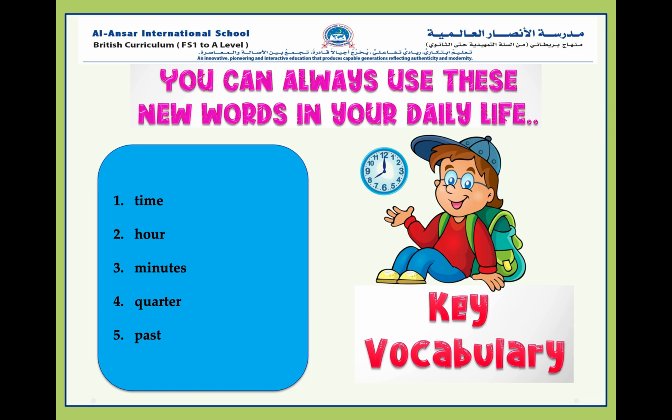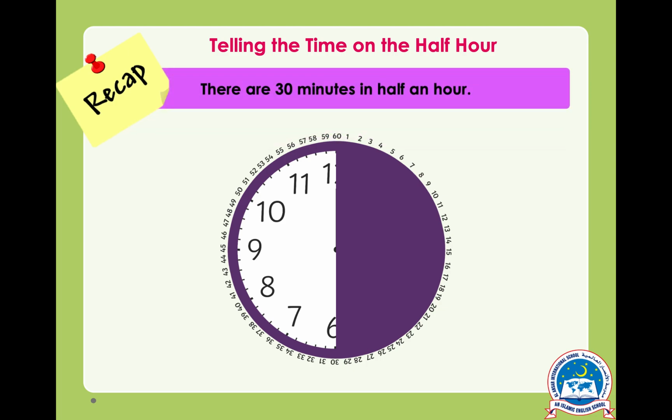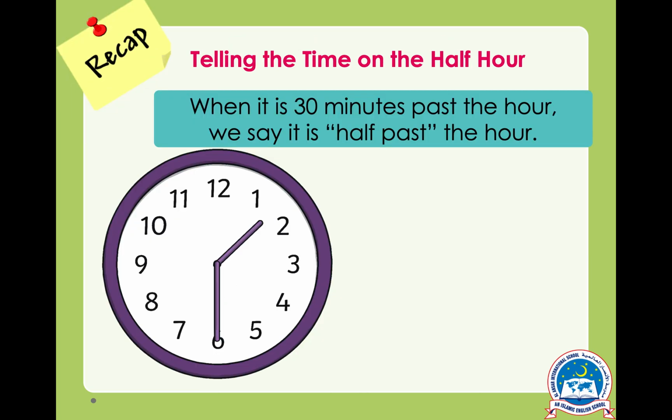For this lesson, we will need the words time, hour, minutes, quarter, and past. Let us recap telling the time on the half hour. There are 30 minutes in half an hour. When 30 minutes pass the hour, we say it is half past the hour. Here we can see that 30 minutes is half of the 12. So when the minute hand is on the 6, it is half past the hour.